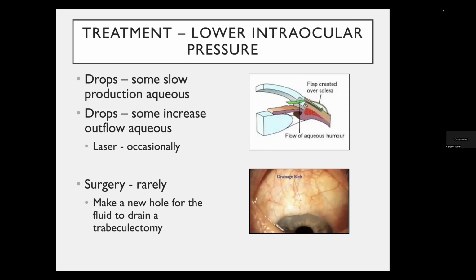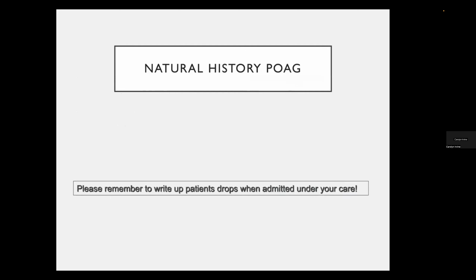So to treat it, just drops, lots of different ones. You don't need to go into particular details. Some slow the production of the aqueous, so it comes out more slowly. Some increase the outflow. And rarely nowadays we can do laser, and we also can do surgery if we really can't control the pressures with the drops.